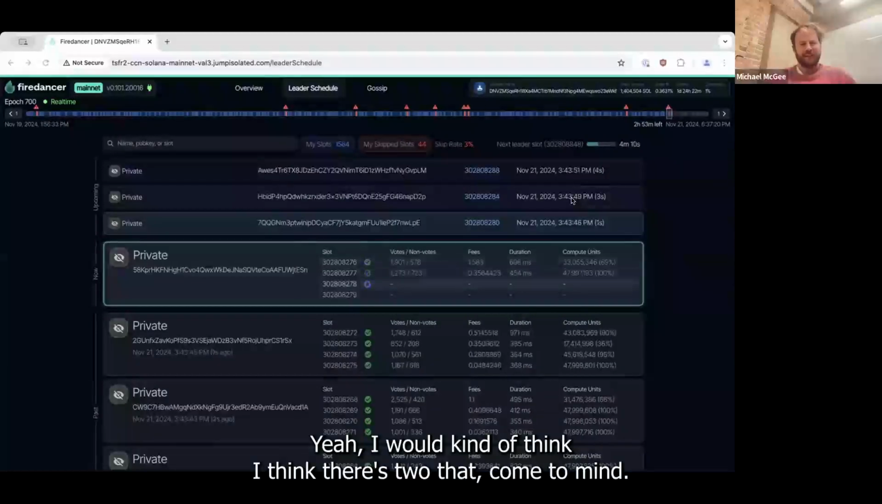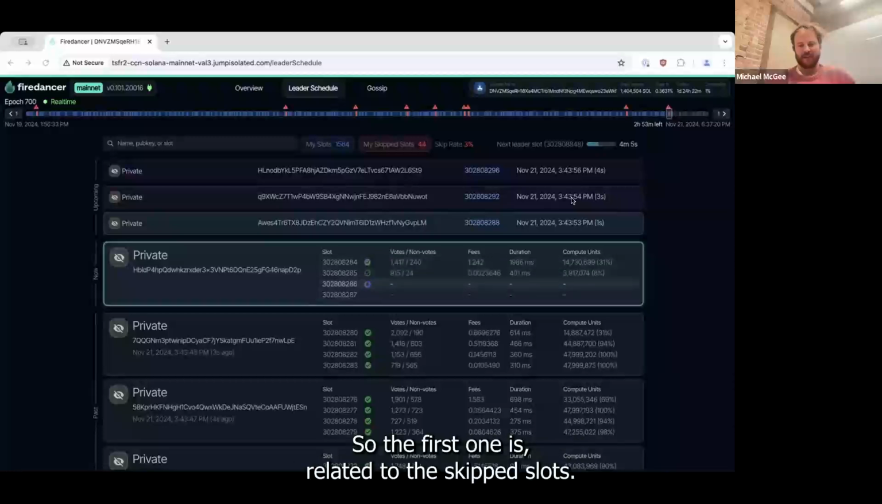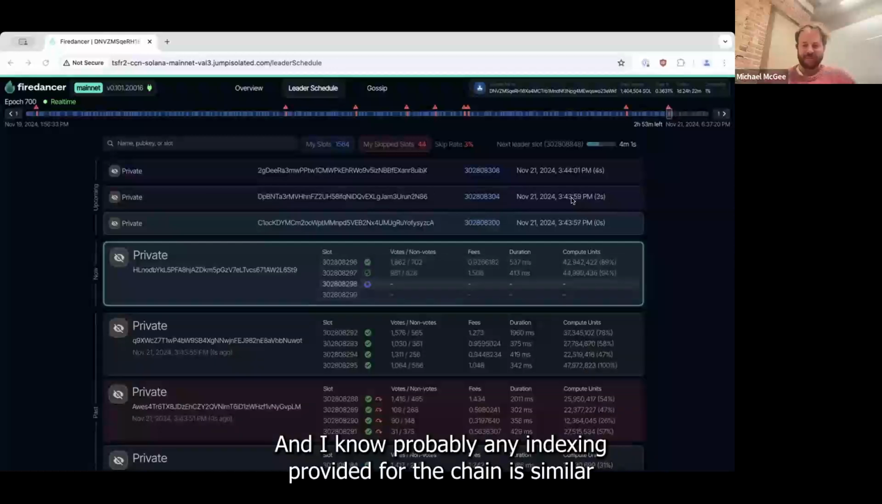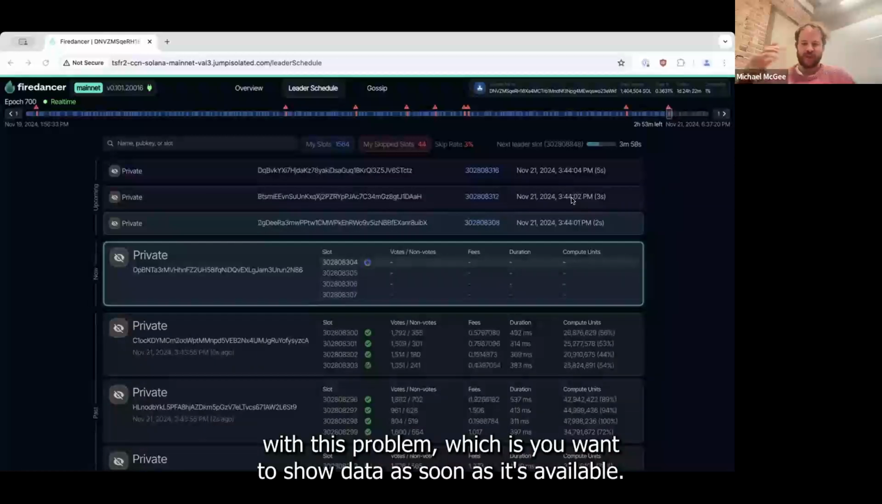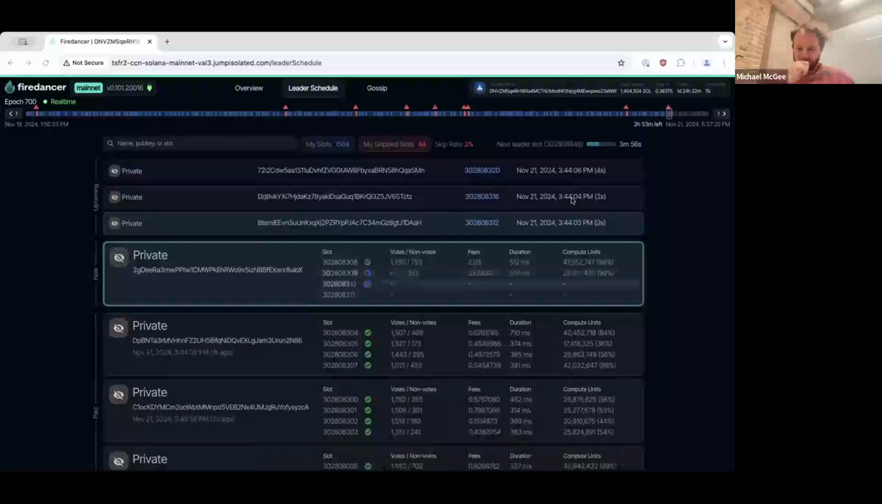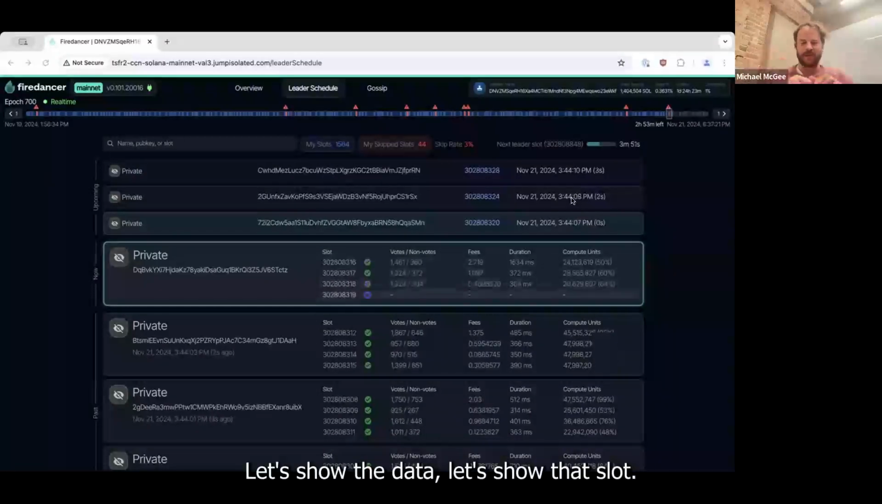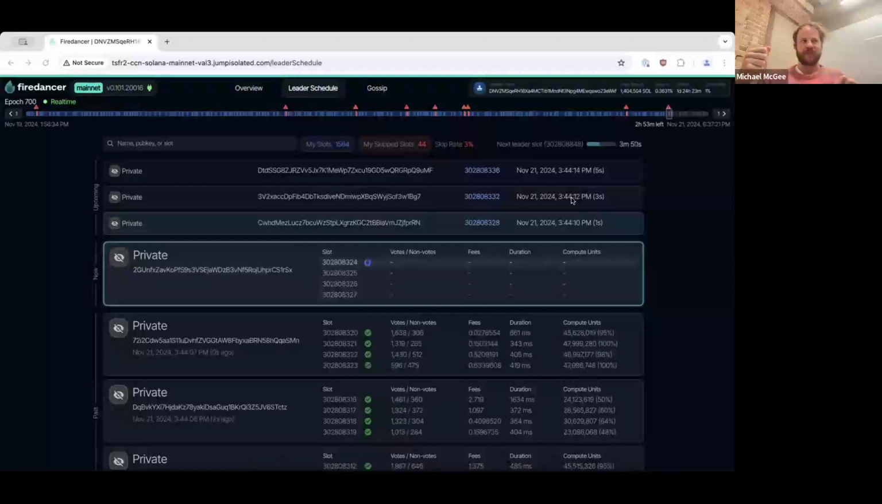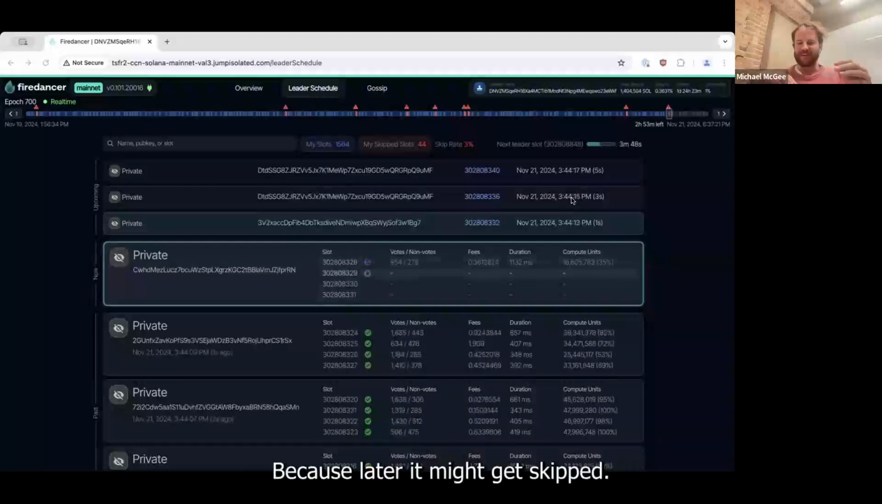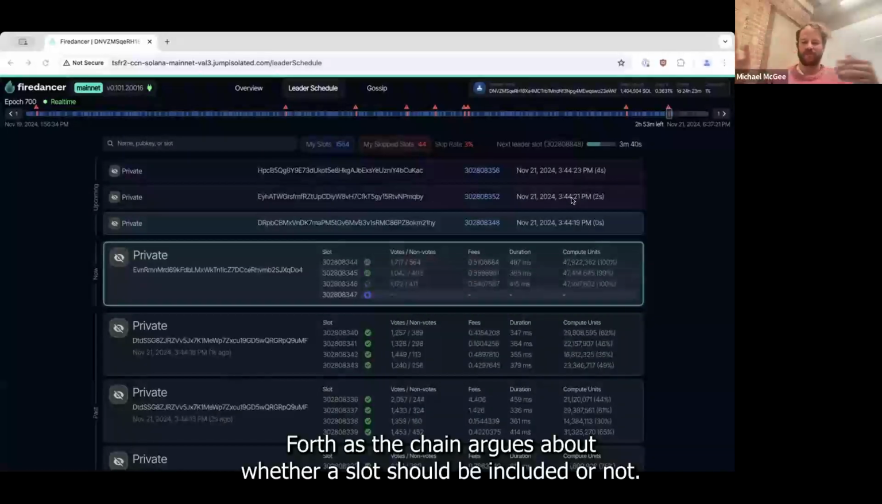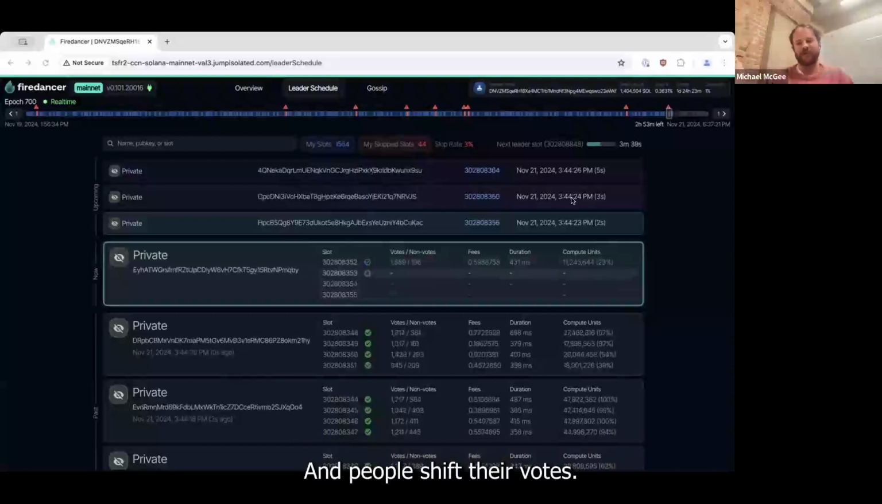Yeah, I think there's 2 that come to mind. So the first one is related to the skipped slots, and I know probably any indexing provider for the chain is familiar with this problem, which is you want to show data as soon as it's available. So we want to say, as soon as we got a slot, let's show it. Let's show all the data. Let's show that slot. Well, you may have to undo that slot, right? Because later it might get skipped, and the data can change, and it can flip back and forth as the chain argues about whether a slot should be included or not, and people shift their votes.